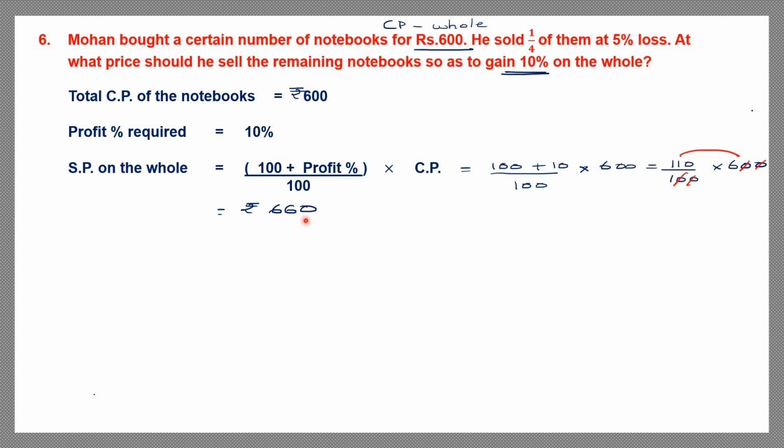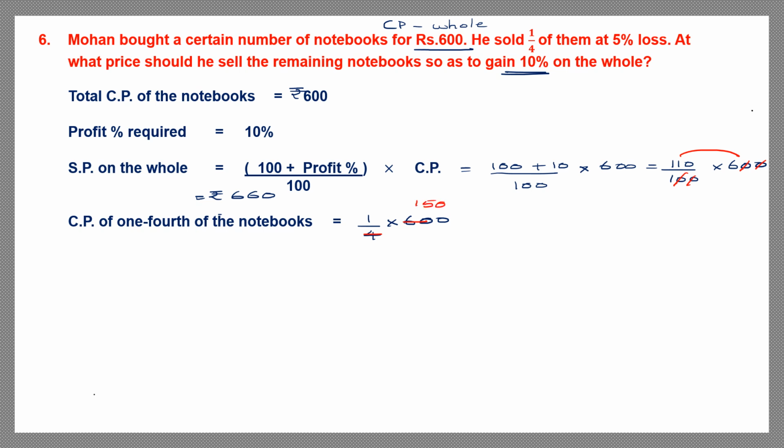So now we have the cost price of all the notebooks and the selling price of all the notebooks. Now we have to find the cost price of one-fourth and the selling price of one-fourth. So let's do that. So cost price of one-fourth of the notebooks will be one-fourth of the cost price, and that is 600 rupees. So here we can cancel 4 into 15 is 60 and add the 0, 150. So we have found the cost price of one-fourth of the notebooks, and that is 150 rupees.